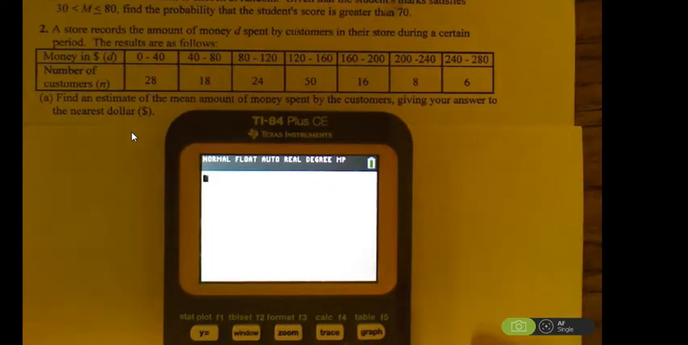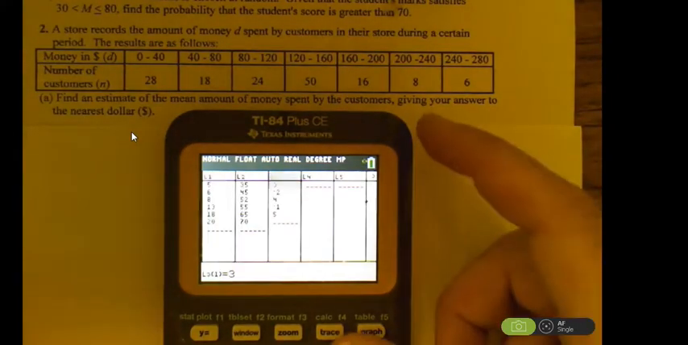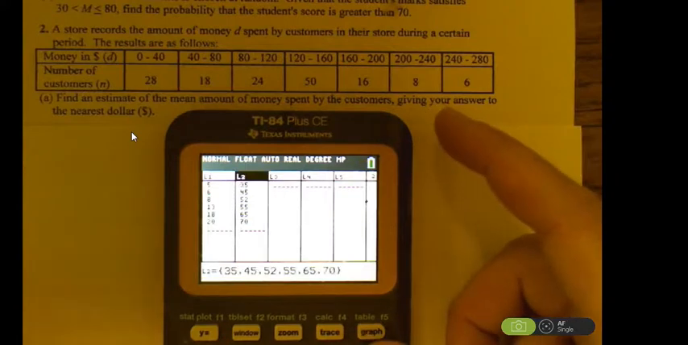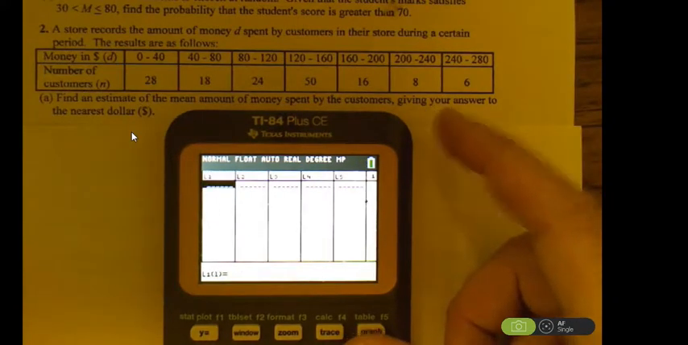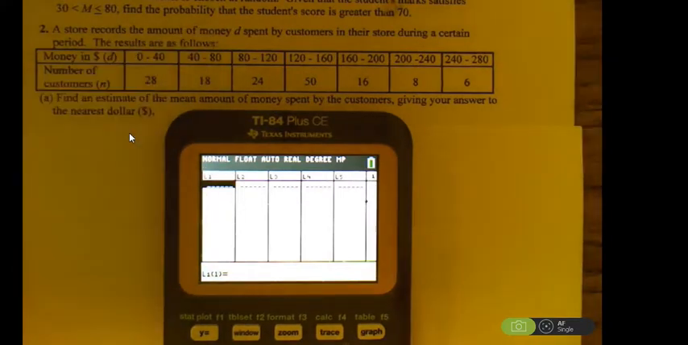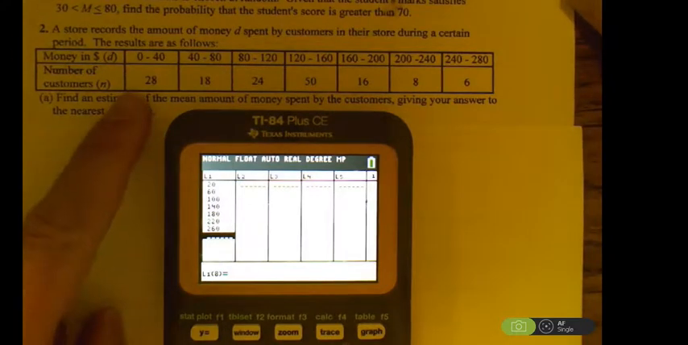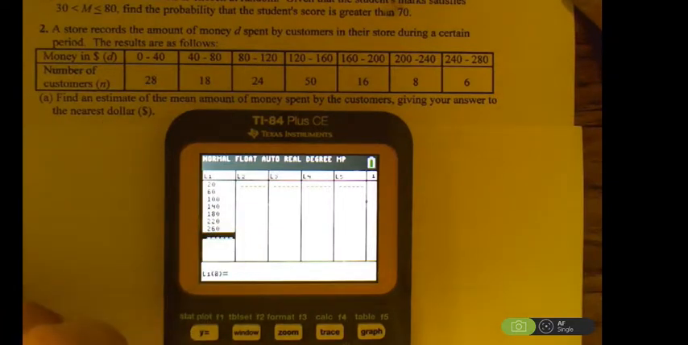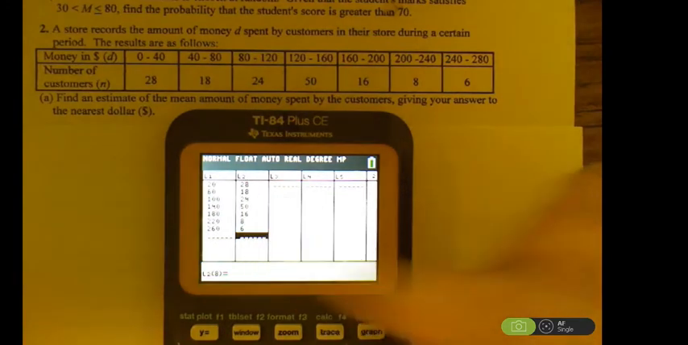So for these, we just go back to Stat, go to Edit, and we're going to put in our list of data. Let me clear out the old stuff. In list 1, I'm going to put the mid-interval of each value, so 20, 60, 100, 140, 180, 220, and 260. So there are our mid-intervals for each of our groups of data. And then you're going to put your frequencies into list 2. If you put that bottom row, your frequencies, into list 2, that's what it would look like.